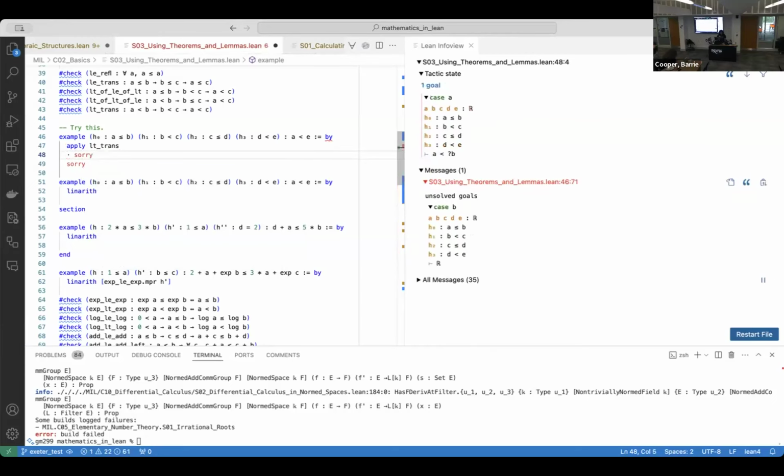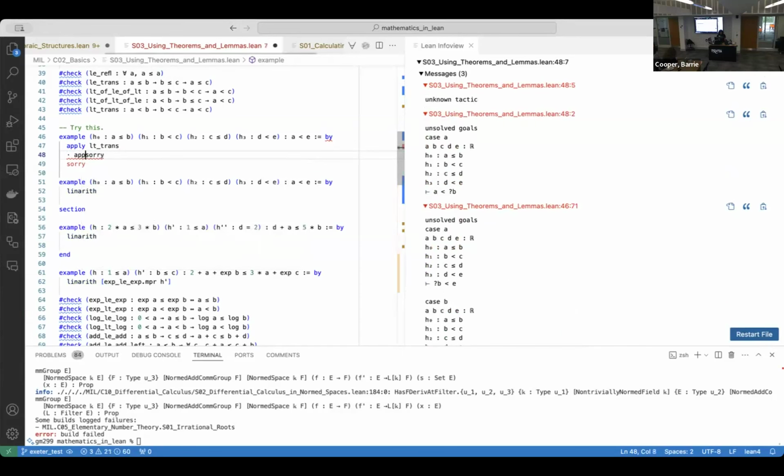So we're going to work on the first goal now. We want to prove A is less than something. So can we prove A is less than something? We're going to prove A is less than C. So what result are we going to use to prove A is less than C? We'll apply some result.